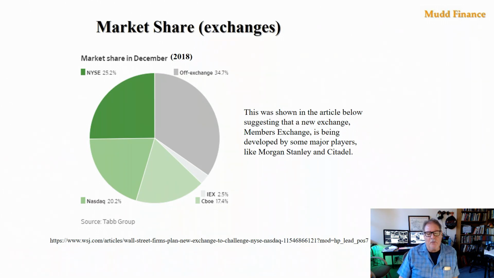And then IEX, which was made famous by the book The Flash Boys, if you're familiar with that book, is a competitor that nonetheless only picks up 2.5% market share. And it may be the case that IEX will vanish from the scene because they may be acquired by one of these big three. They don't really have enough market share to survive. But you'll also notice that the biggest chunk of all goes to what is referred to as off-exchange. Now, when we talk about off-exchange, we'll have to keep coming back to the subject because off-exchange is quite complicated.